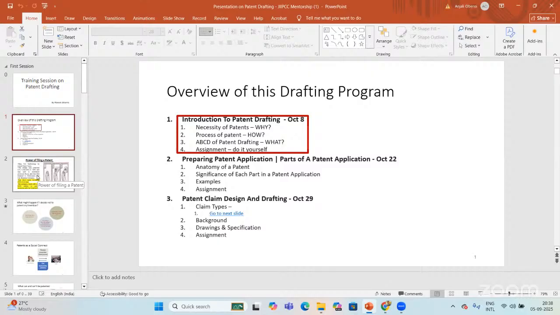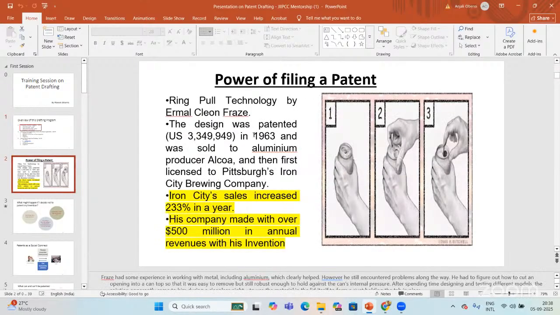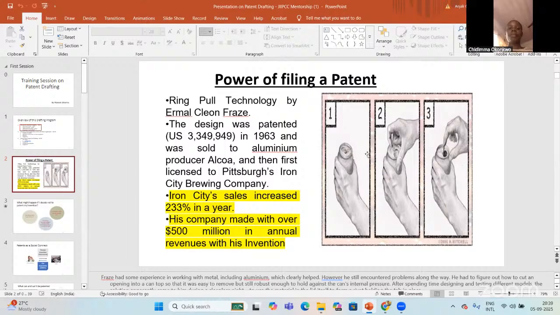Before jumping to that, you must know the end outcome of filing a patent. Patents are the exclusive rights which the government will provide you. Everybody might have used, at some time in their life, a soda can or other can where we have that ring pull technology to open it. Has everybody seen this, which is shown in pictures 1, 2, and 3? Everybody has seen it? Yes, sir, we have.